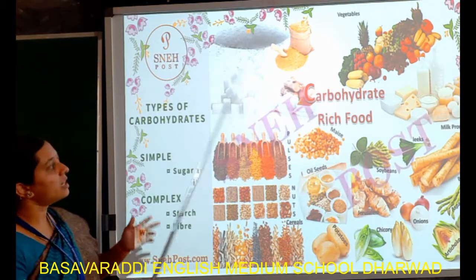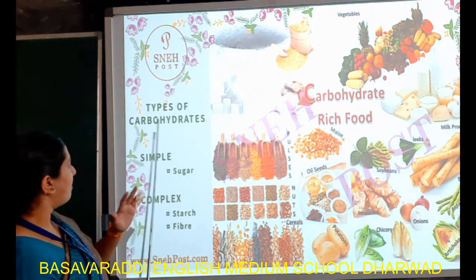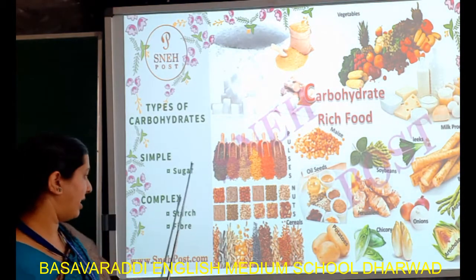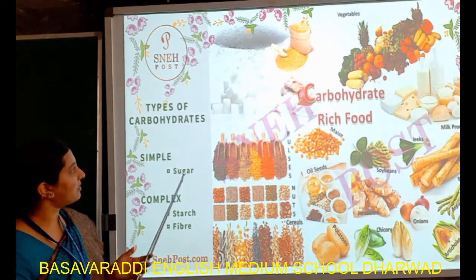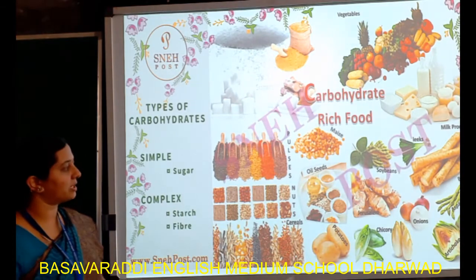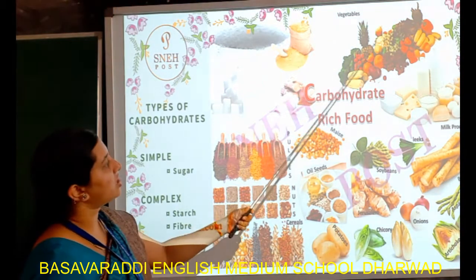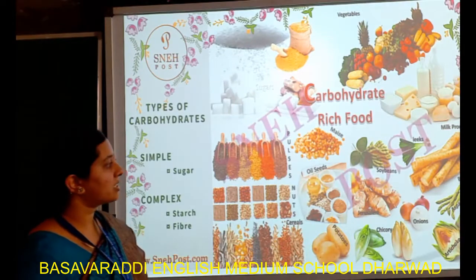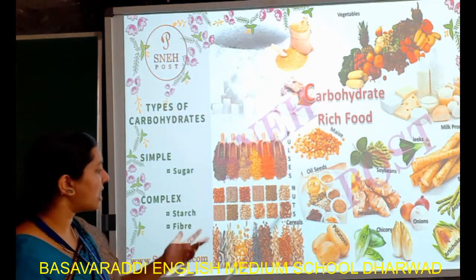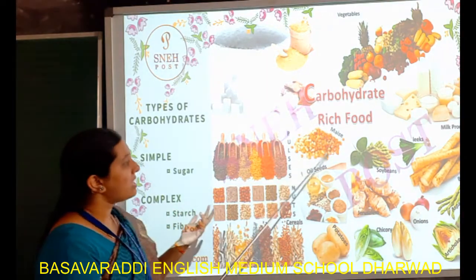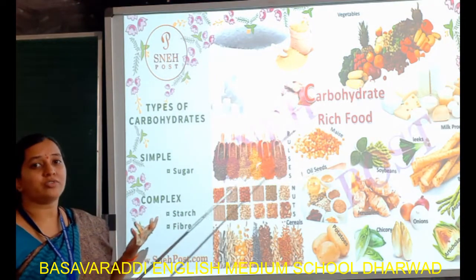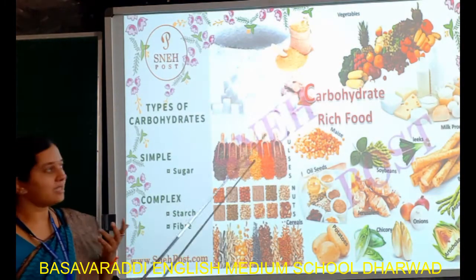You can see here different types of carbohydrates. Mainly we have simple carbohydrates and complex carbohydrates. In case of simple we have the sugars. In case of complex we have starch and fiber. You are able to see vegetables, milk products, soya bean, onions, pulses, nuts, cereals, maize. So carbohydrate is present in most of the components.